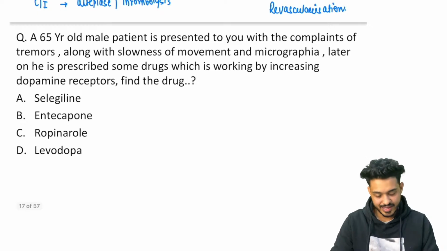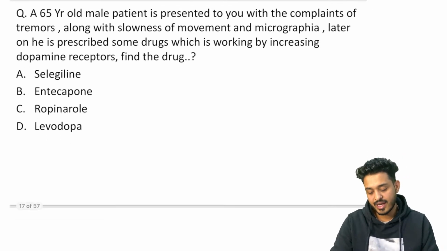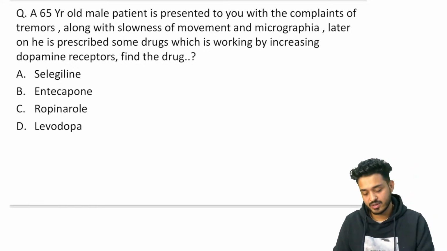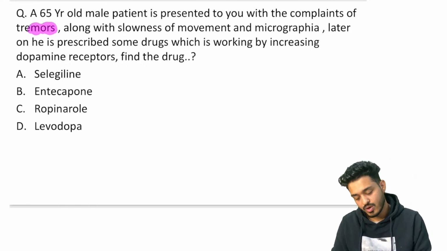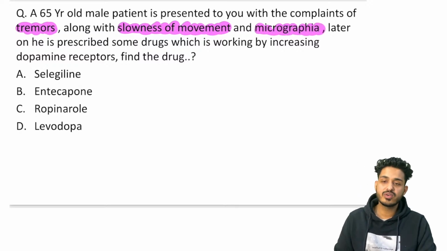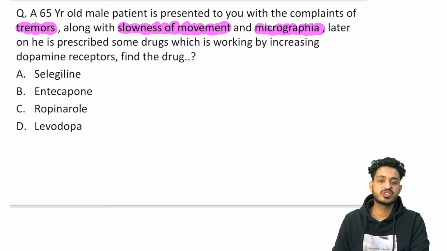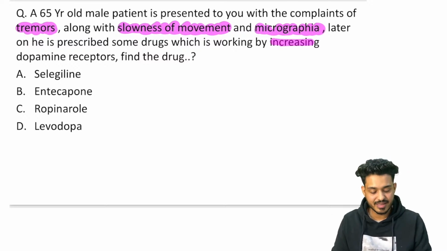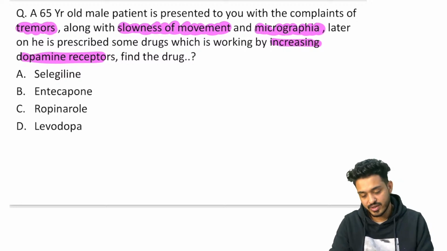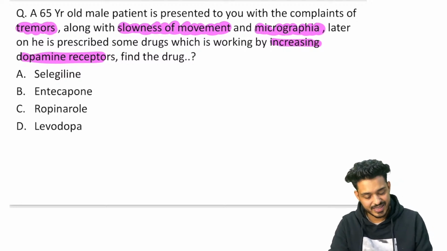All right, next question we are going to have. A 65-year-old male patient is presented to you with the complaints of tremor. The patient is having tremors, along with the slowness of movement. Micrographia will be there. Later on, he is prescribed some drugs which are working by increasing dopamine receptor. So you need to identify what is the disease. First of all, tell me what is the disease that you are suspecting.